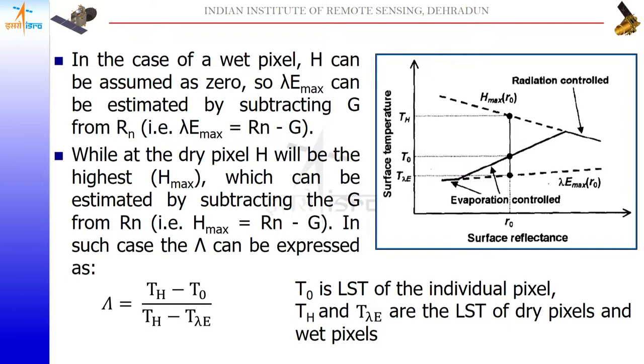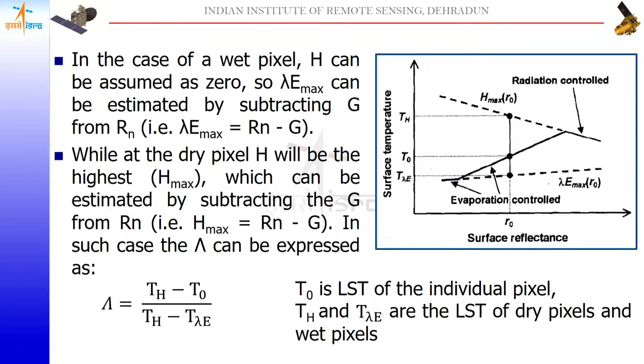It means this is the trend line of all the pixels which have higher LST in terms of variability of albedo, while the evaporation control line has lower LST with variability in terms of albedo value. As we compute the radiation control line and evaporation control line with a fragmentation of our albedo value, we have to make a small bin size of albedo value.